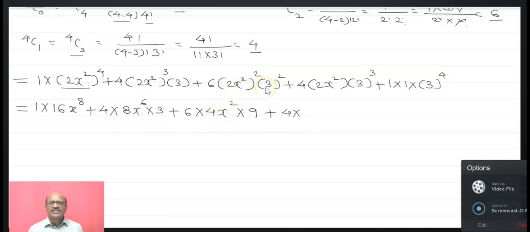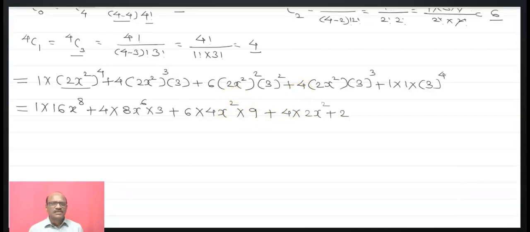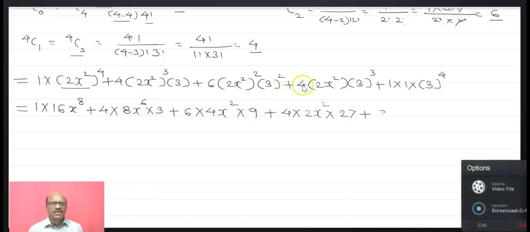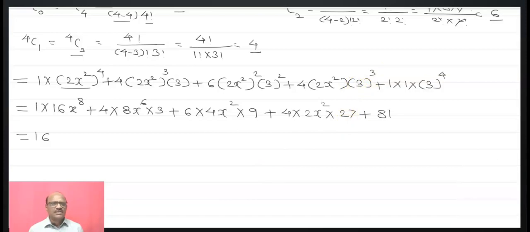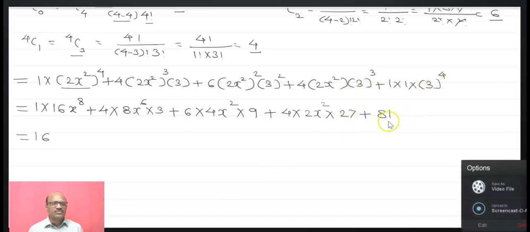Next is 3 square, which is a 9. Now again remember here is the x raised to 4 must be there. Now the next is, see this here. This is the 4 as it is, 2x square as it is. But here is a 3 raised to 3, which is the 27. Next is 81. That is the 3 raised to 4 is 81. 81 into 1, that is 81.